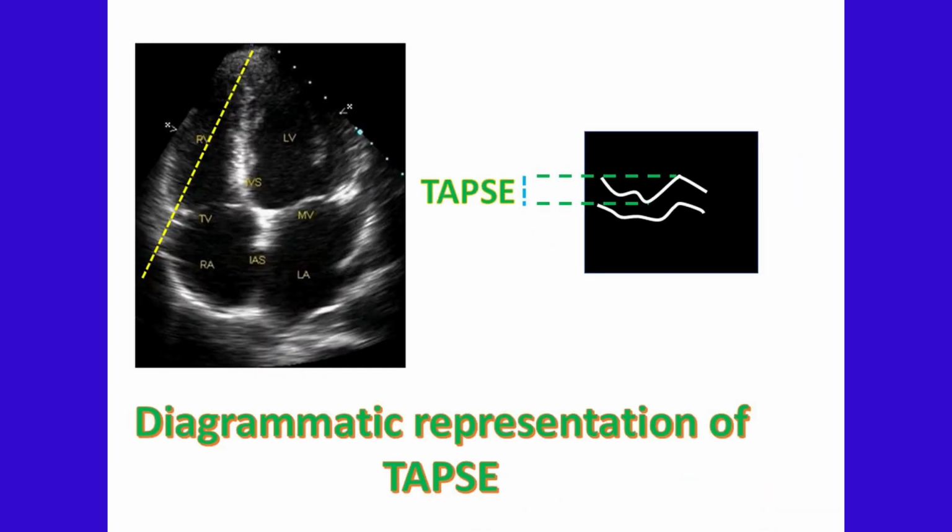Tricuspid annular plane systolic excursion (TAPSE) is another measure of right ventricular systolic function. It can be measured in the four-chamber view using M-mode echocardiography. TAPSE is a measure of right ventricular longitudinal function. Normal value is usually above 15 millimeters. It is a highly load-dependent measure and optimal alignment of the ultrasound beam can be challenging.